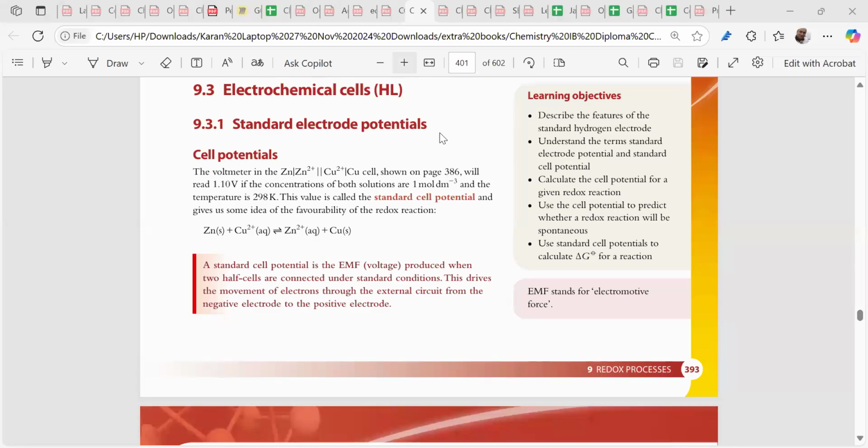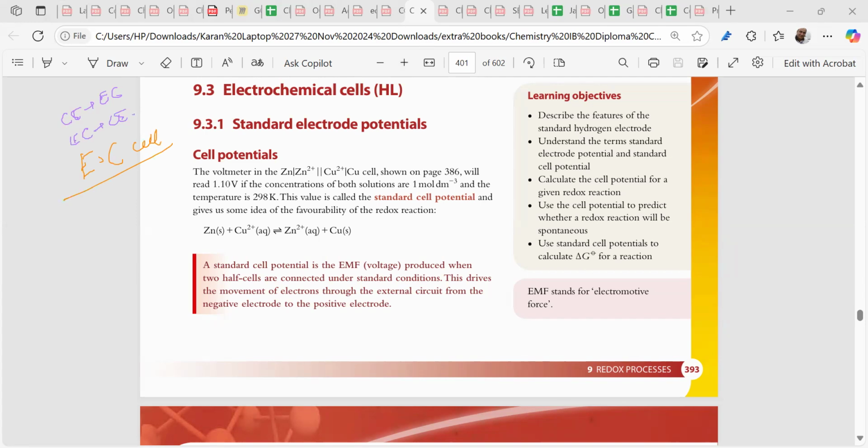When we talk about the electrochemical cell, right? Electrochemical cells are those cells which convert chemical energy to electrical energy, or they can convert electrical energy to chemical energy. Is it clear to you? That's a very important portion we have to nurture.